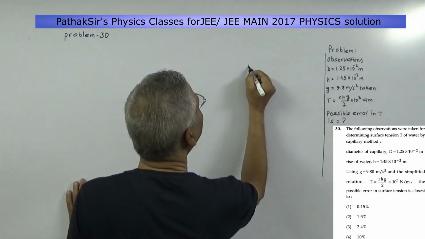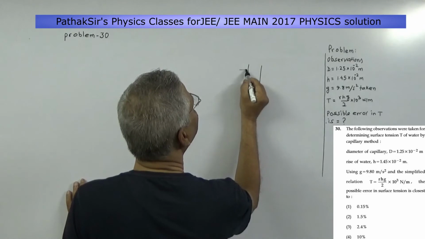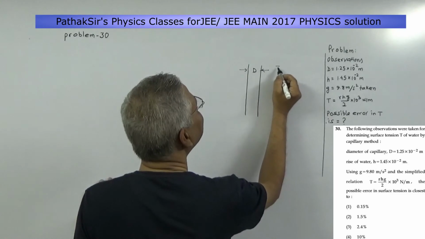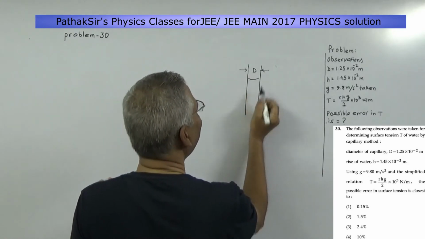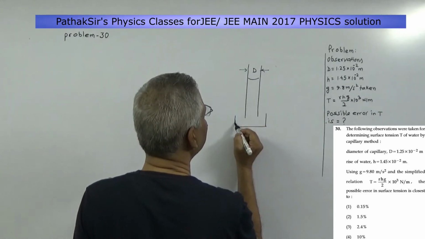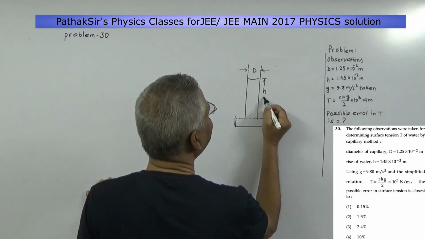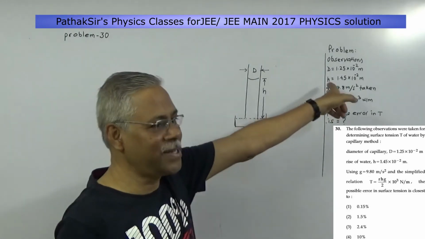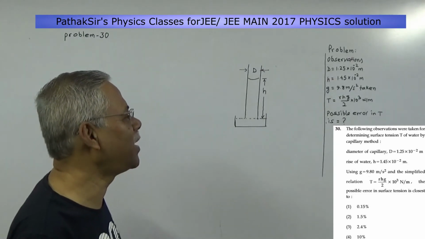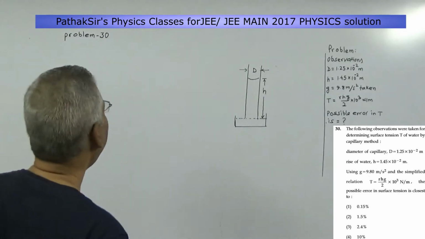Observation: capillary. The diameter of the capillary is measured, and the height to which the liquid has risen is also measured. This height is h, the value of h is given, and the value of diameter is also given. You have to find the possible error in the value of surface tension. So first use this.